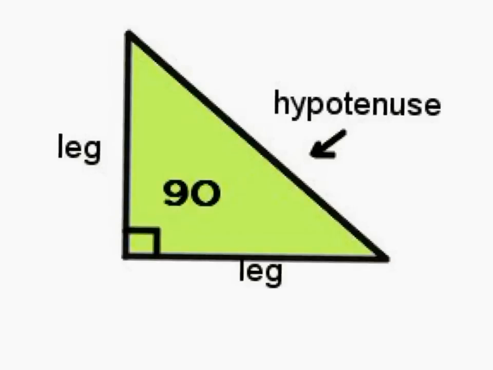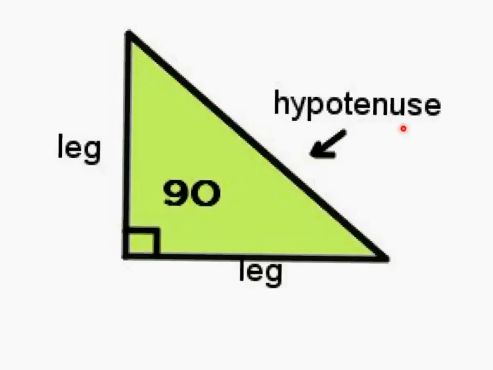Okay, so this is an example of a right triangle. So what we have on our right triangle, we have our leg and our leg. Now, it doesn't really matter if this leg is A or this leg is B, or if this leg is B and this leg is A. So another vocabulary word for you is interchangeable. The legs are interchangeable. Doesn't matter which one is A, which one is B.